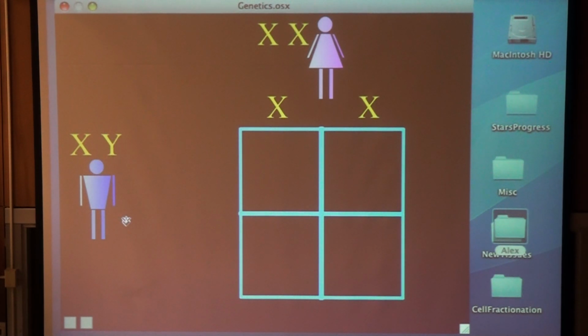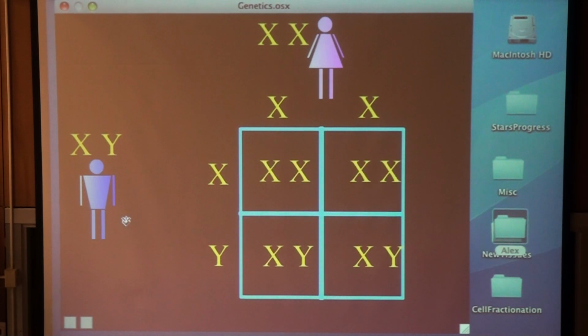But with the males, it's slightly different. When the males make their sperm, half the sperm are going to get the X chromosome, and half the sperm are going to get the Y chromosome. And so the sex of the baby is determined by which of those male sperm arrive at the egg. Half the babies are going to be born female if the sperm with the X fertilizes the egg, and half the babies are going to be born male if the sperm carrying the Y chromosome fertilizes the egg.